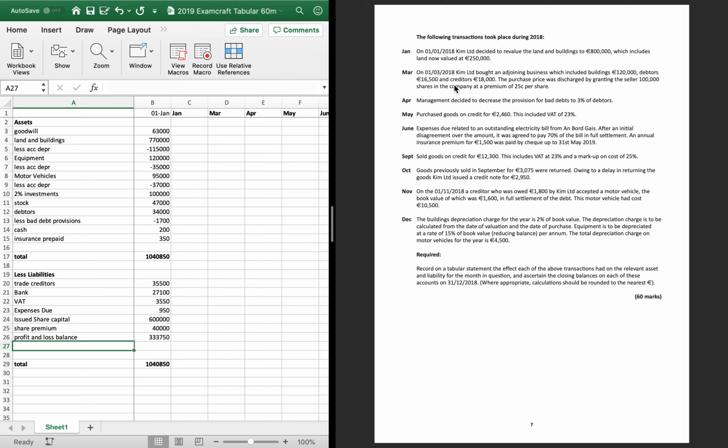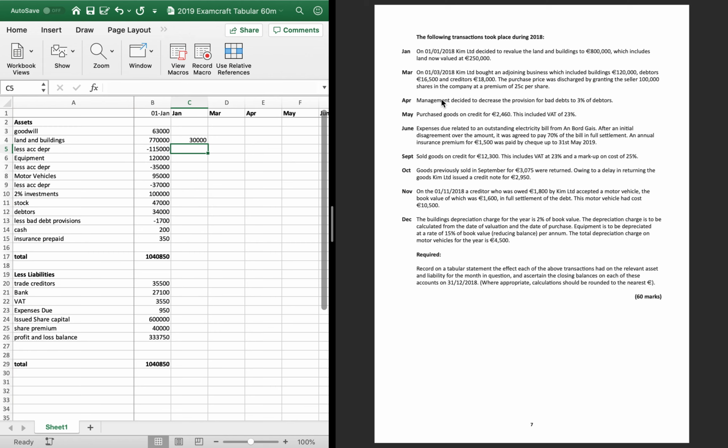So for the first one, you're revaluing land and buildings, which includes land at 250. Now just highlight that land is 250. That's going to be used in the depreciation working later in the question. But for the time being, you're revaluing land and buildings from 770 up to 800. So what happens when you revalue land and buildings? Well, land and buildings go up. So 770 up to 800,000 is 30,000.